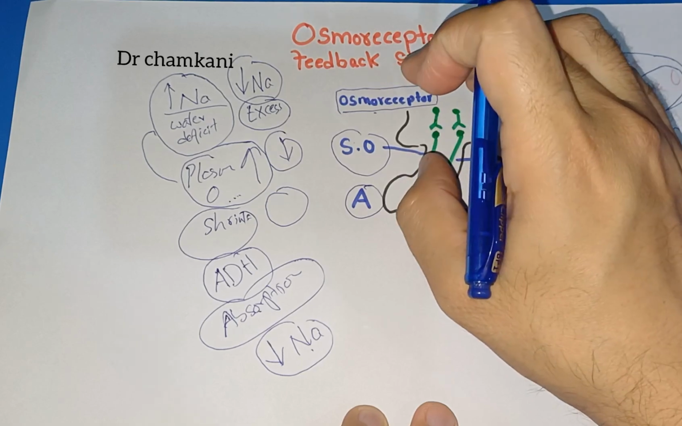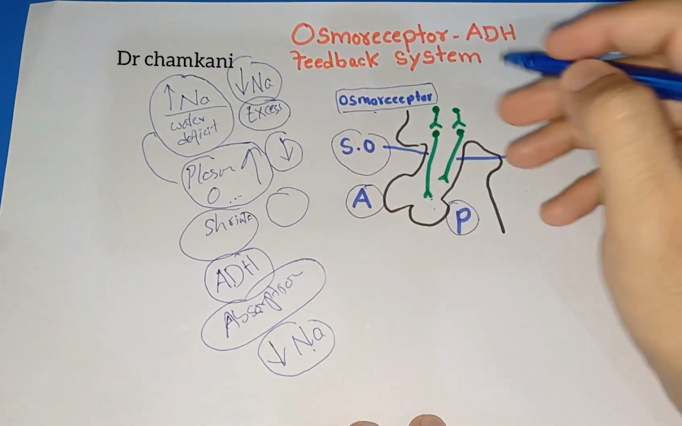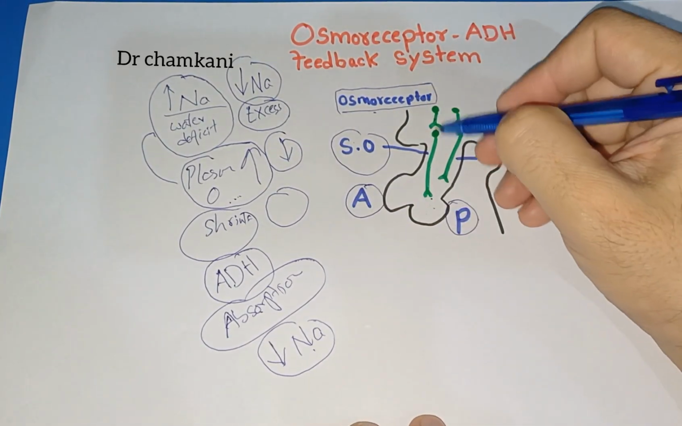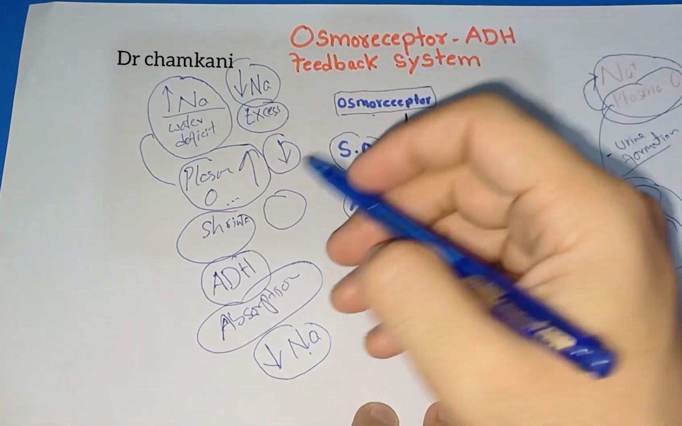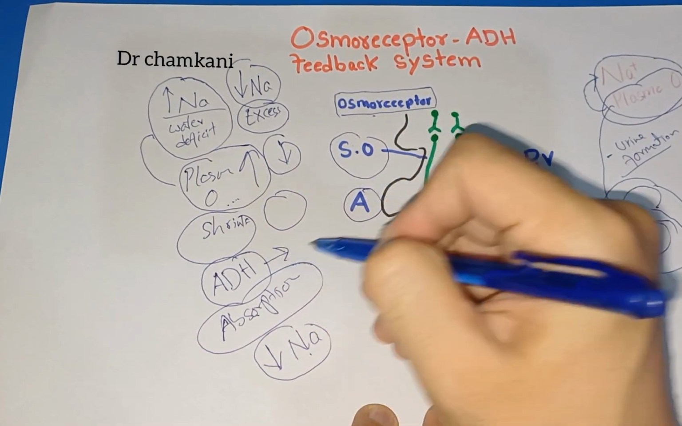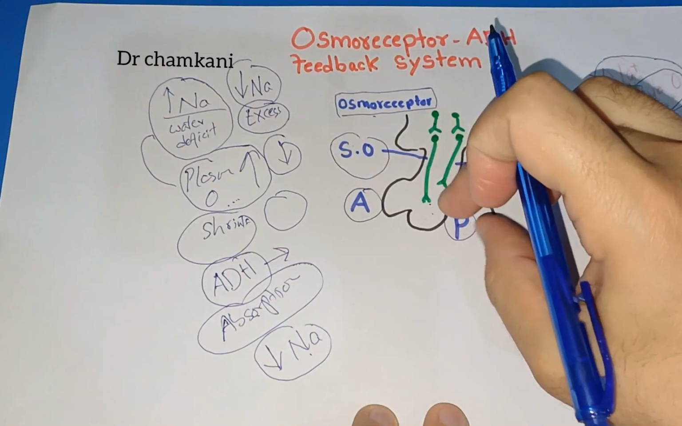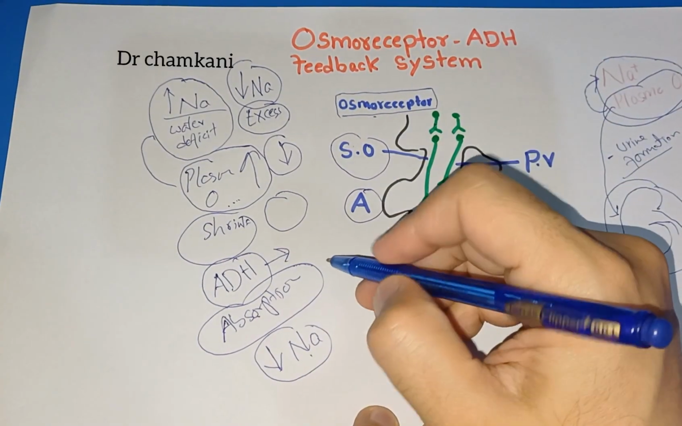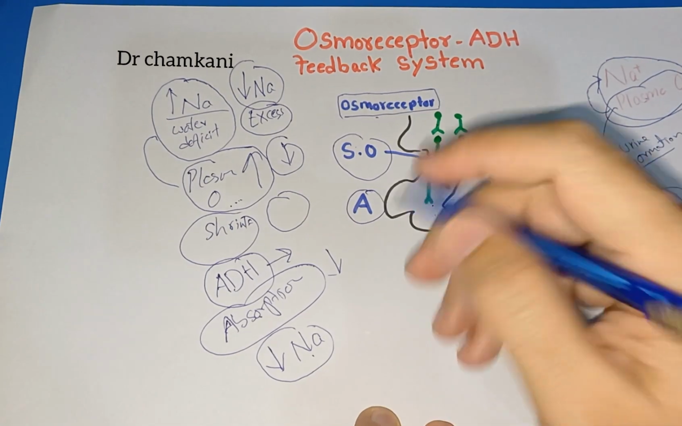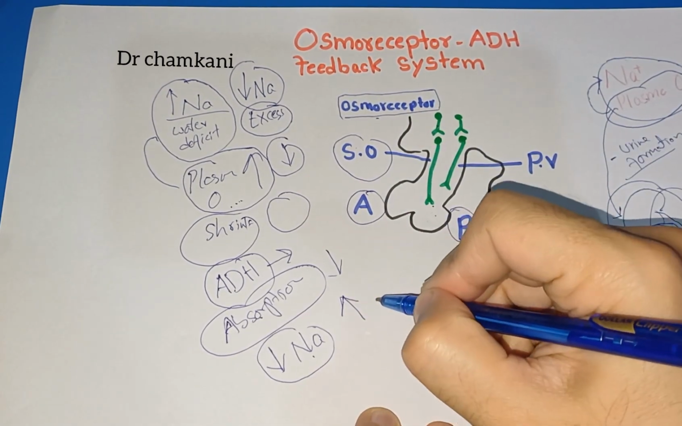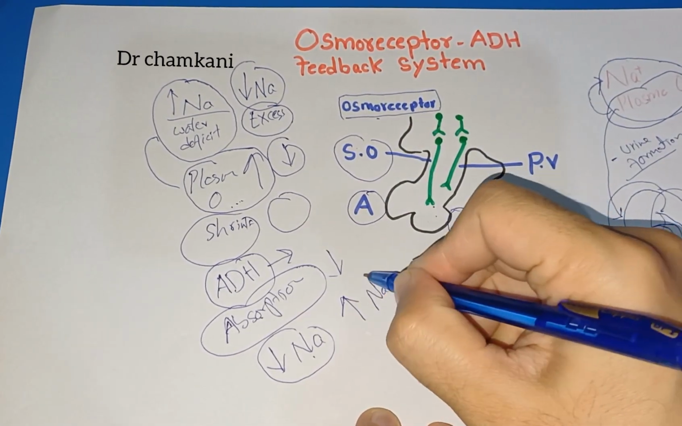This activation of osmoreceptor is reversed, and it leads to stopping of all the neurons that got activated or that were releasing the ADH, and it will lead to decreased release of antidiuretic hormone from the posterior pituitary, and it will lead to decreased reabsorption of water from the kidney, and it will lead to increase in plasma osmolarity or increase in sodium concentration.